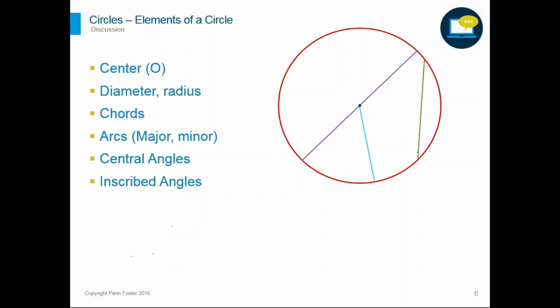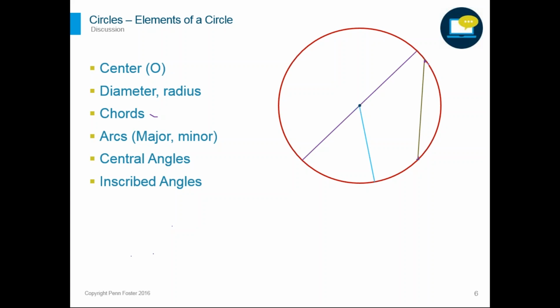The green line that just popped up here is the chord. A chord in a circle is just a line that connects one point on the circle to another point, but that chord does not go through the origin. So that's why we call it just a chord, not a diameter or a radius.